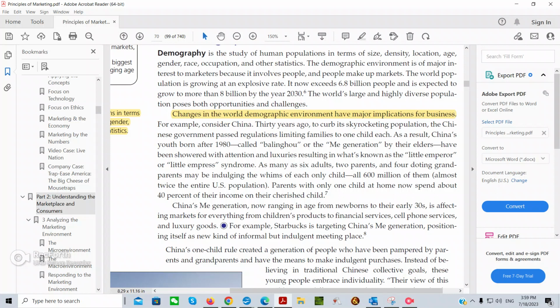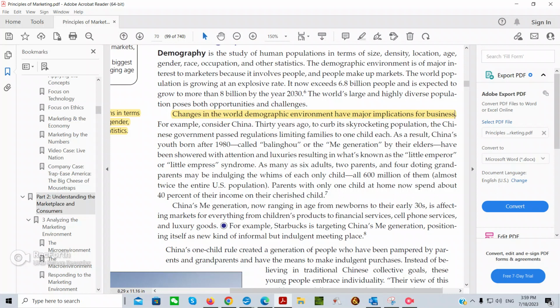Their elders have showered them with attention and luxuries, resulting in what's known as the Little Emperor or Little Empress syndrome. Little Emperor for male, Little Empress for female. As many as six adults, two parents and four doting grandparents, may be indulging in the whims of each only child. All 600 million of them, almost twice the U.S.